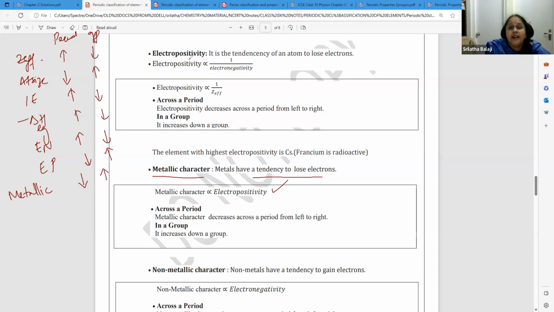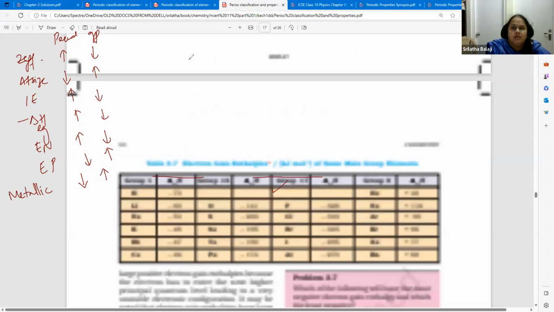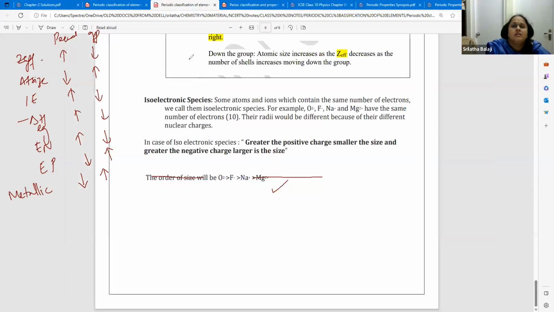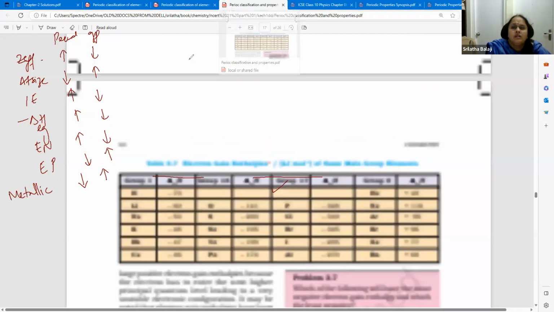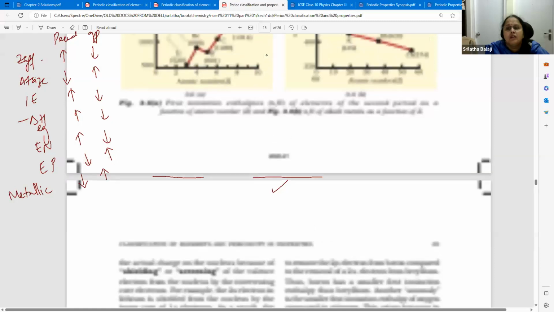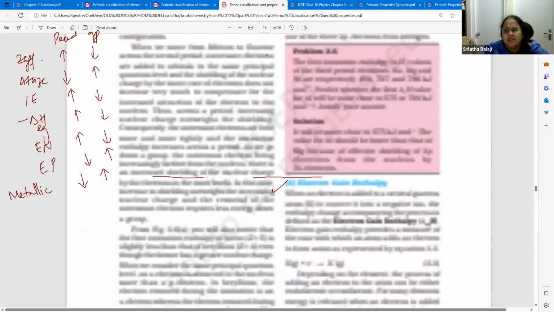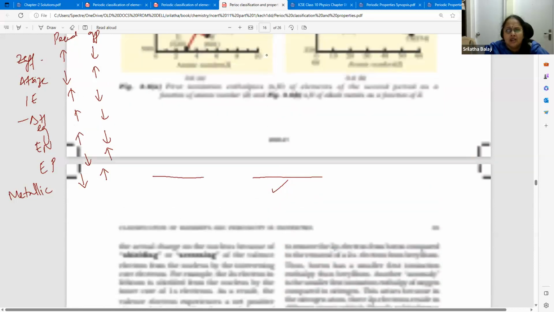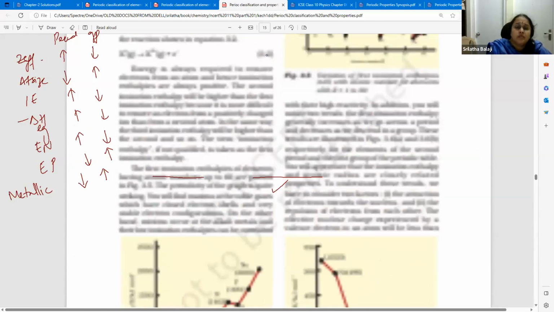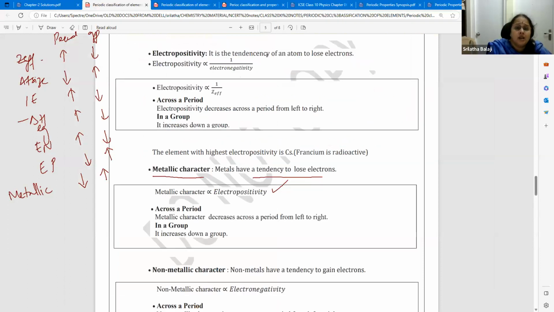If you see your periodic table, where is our periodic table? One second. What's happening? How is it appearing for you? Is it blurred, or can you see the screen? Some problem is there. Wait. See the metallic character, just see your periodic table. If you have a periodic chart, observe it and see.